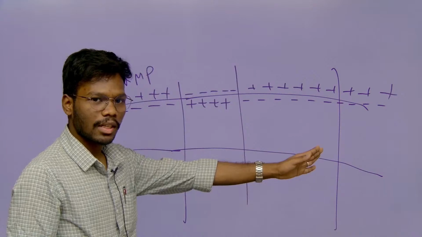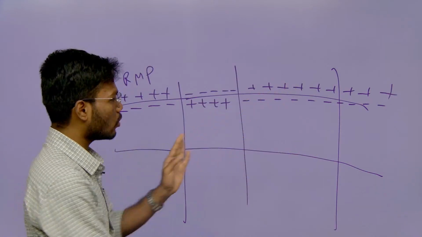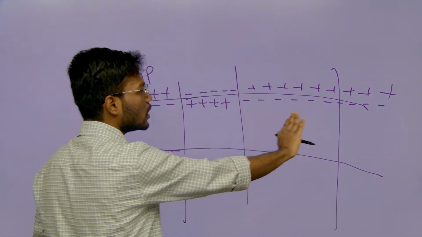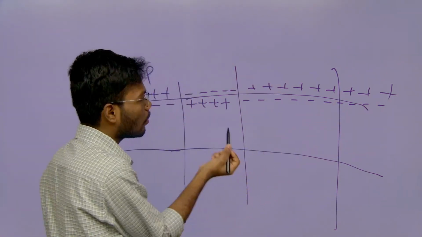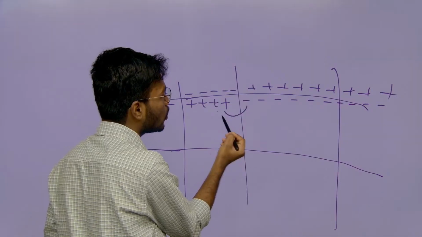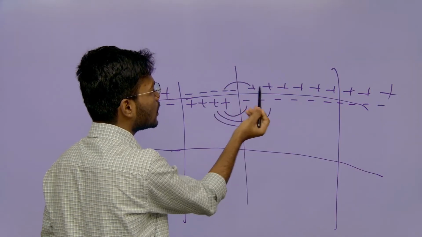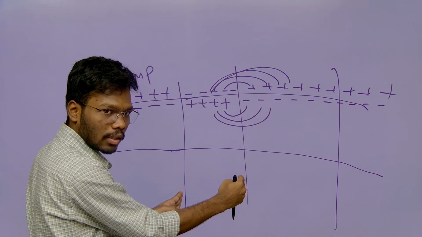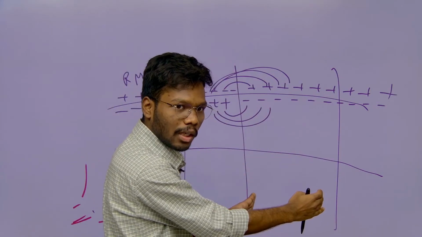All the neuron inside is negative, outside is positive. Only this portion, what happens? Depolarization happens. All along the neuron is negative. What happens? This charge will go to this place and this charge will come to this place. Now what happens? This portion was depolarized. Next portion, this portion will be depolarized.